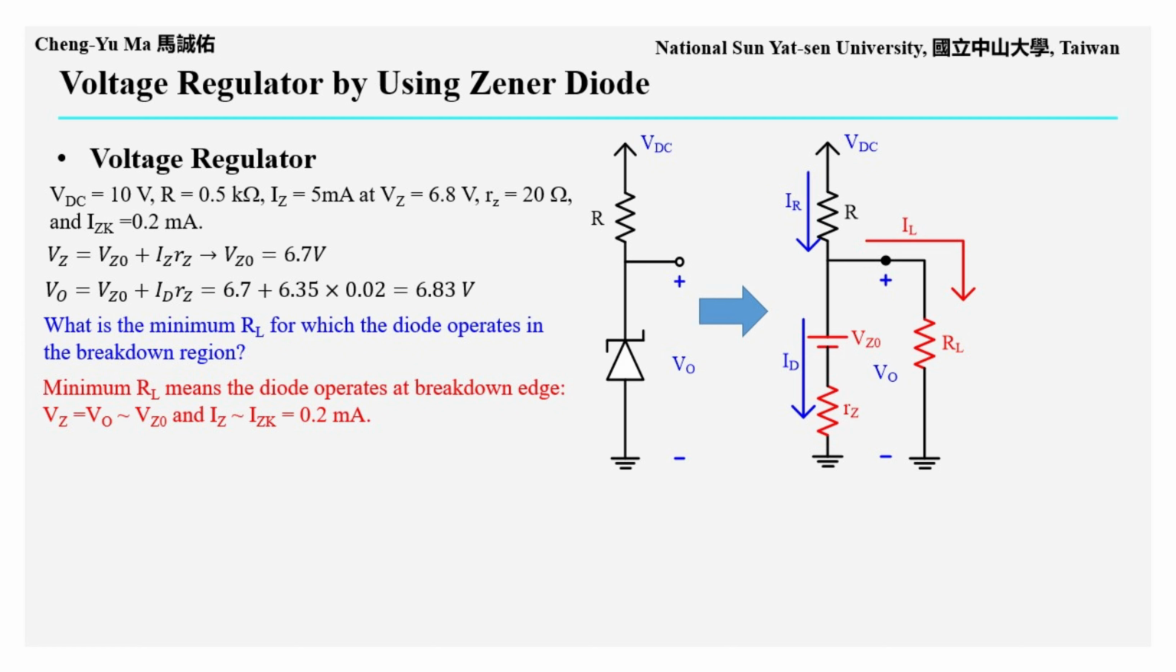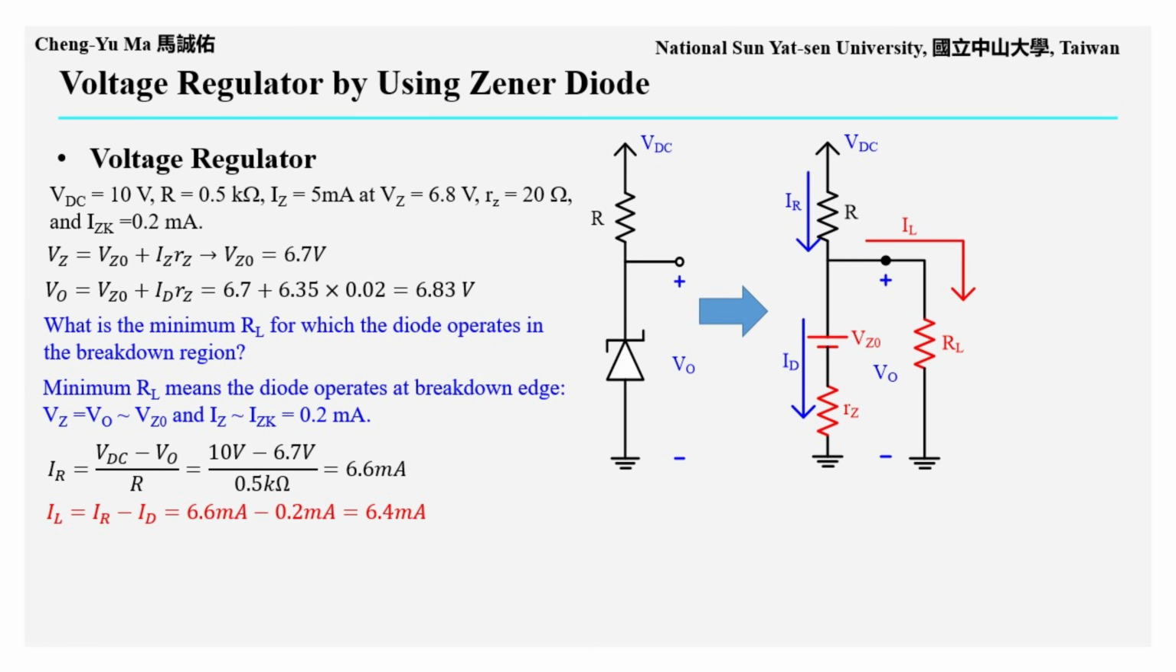When the diode operates right at the edge of the reverse breakdown region, the diode voltage VZ, which is also the output voltage VO, is approximately VZ0. At this edge condition, the Zener leakage current before reverse conduction is IZK, which is 0.2 milliamps. Therefore, we first calculate the current through resistor R under this condition. IR equals VDC minus VO divided by R. Substituting the values gives 10 volts minus 6.7 volts divided by 0.5 kiloohms, which equals 6.6 milliamps.